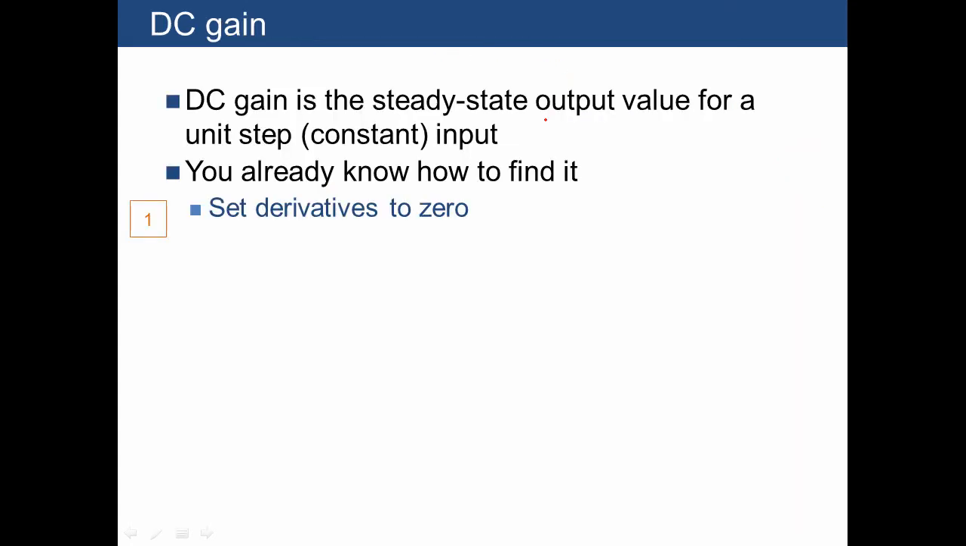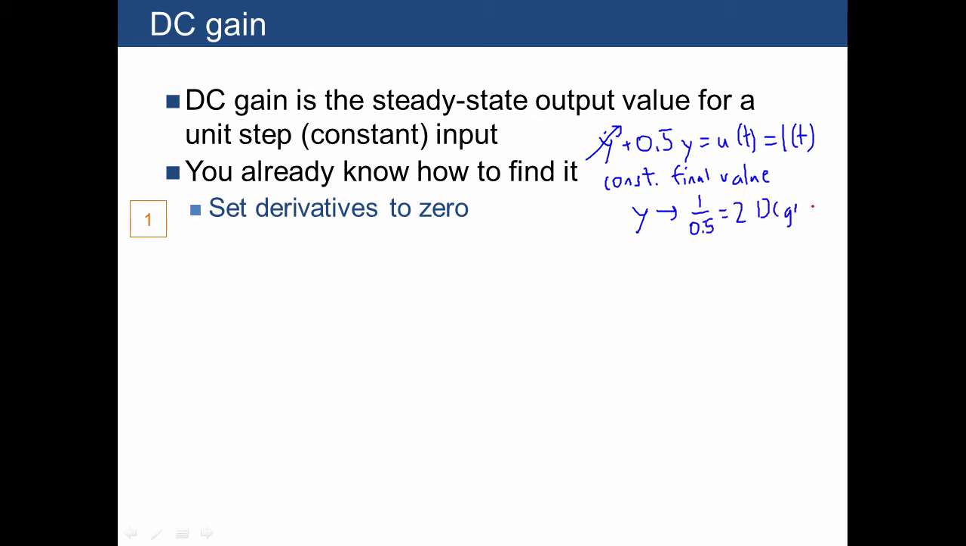The DC gain for the system is defined as the steady state output for a constant unit step input. And we already know how to find that for a differential equation such as this one, where we have y dot plus 0.5y is equal to u of t, where we apply unit step input. And we already said previously that if you have a unit step input or any constant input, that you're going to have a constant final value. And a constant final value means that you can cross out any of the derivatives. And so we know that y is going to head towards 1 over 0.5, in other words 2. That's the DC gain for this differential equation.